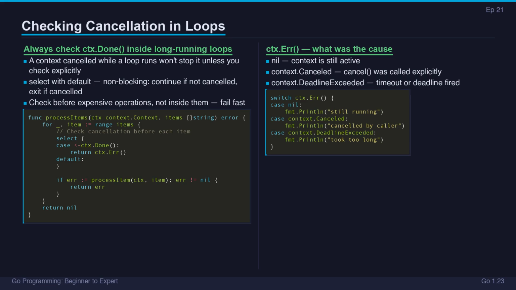Select with a default case is non-blocking. If ctx.Done is closed, the case fires and you return. If it's not closed, default runs and you continue to the next item.